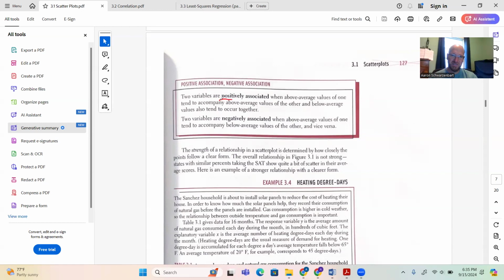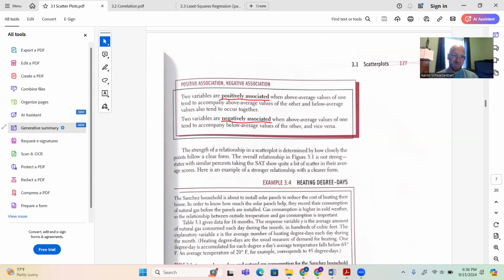Positively associated when the regression has a positive slope. Negatively associated when the regression would have a negative slope, even if it's not linear. Well, you can think of positive as you get larger in the explanatory variable, you get larger in the response, versus negatively associated, as you get larger in the explanatory variable, you get smaller in the response variable.